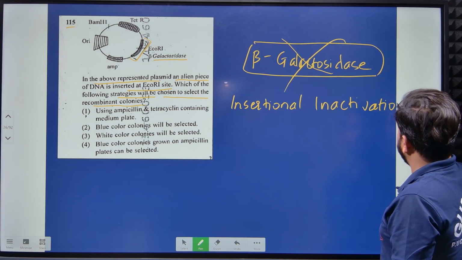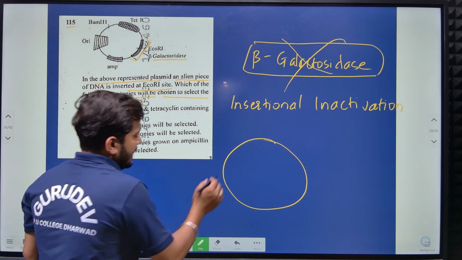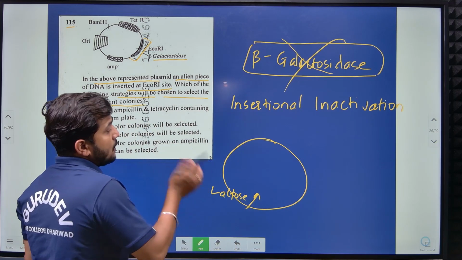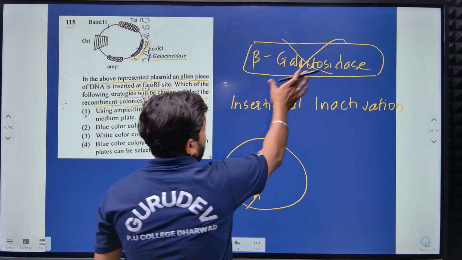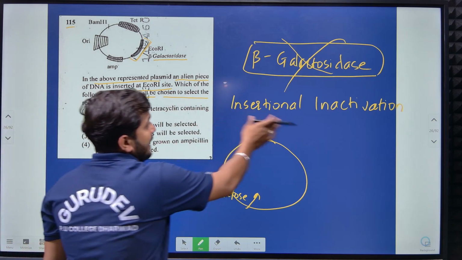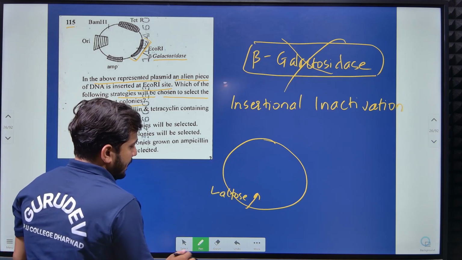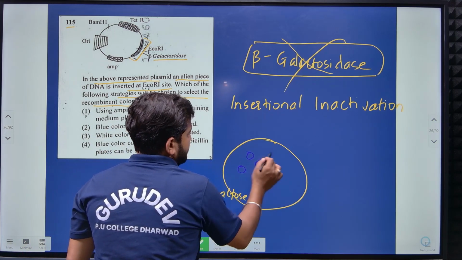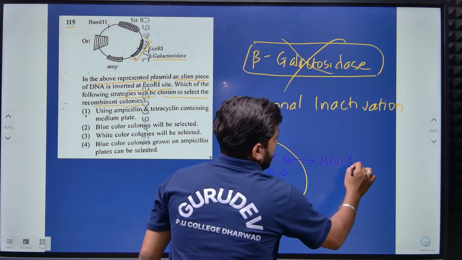Consider the colonies on the Petri plate, and I have supplied lactose into the media. The recombinant colonies where we have added our alien DNA will not have the property of beta galactosidase, because what we have inserted has inactivated the beta galactosidase gene. Now when there is lactose in the media, the colonies which appear blue are known to be the non-recombinant ones.